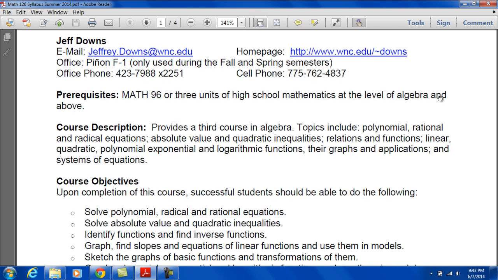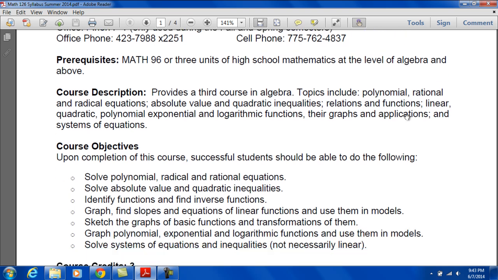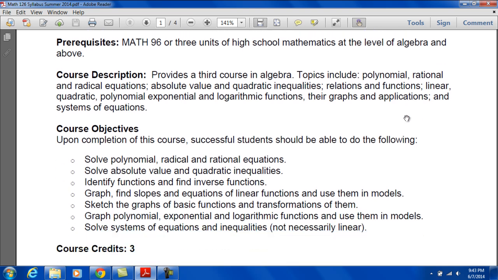The prerequisite for the class is Math 96, or 3 units of high school mathematics at the level of algebra and above. The course description provides a third course in algebra. Topics include polynomials, rational and radical equations, absolute value and quadratic inequalities, relations and functions, linear, quadratic, polynomial, exponential, and logarithmic functions, their graphs and applications, and systems of equations.